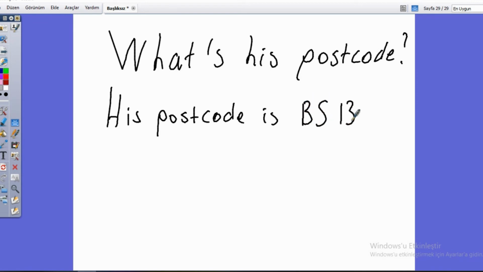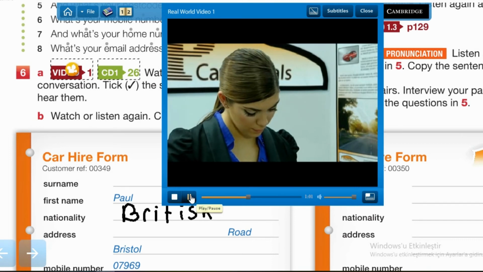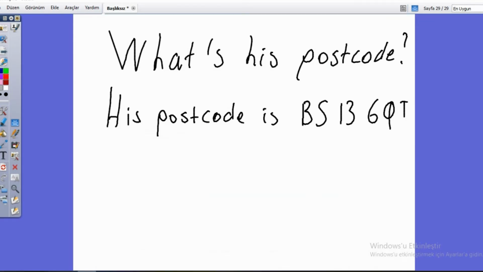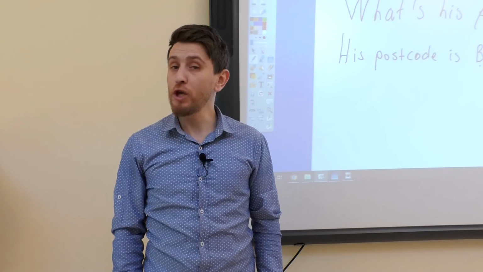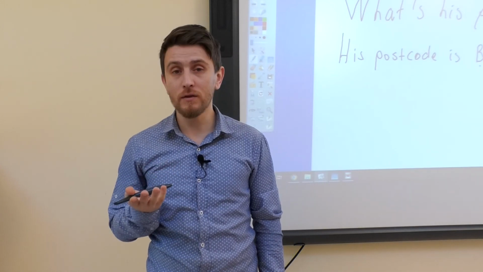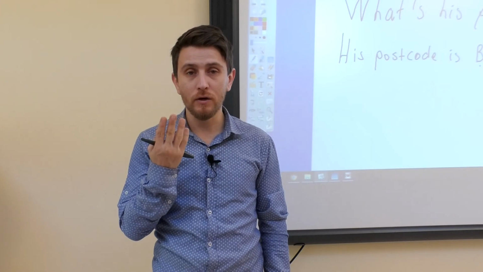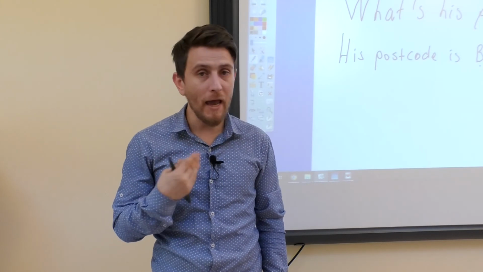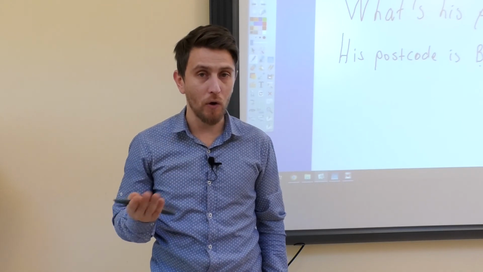BS13 6QT. I'm sorry? BS13 6QT. Some students say thirteen with the wrong stress. We do not say that. We say thirteen. Some students also say 27, 28, 29 and 30 wrongly. Don't say it that way, we say thirty. So BS13 6QT. That's his postcode.